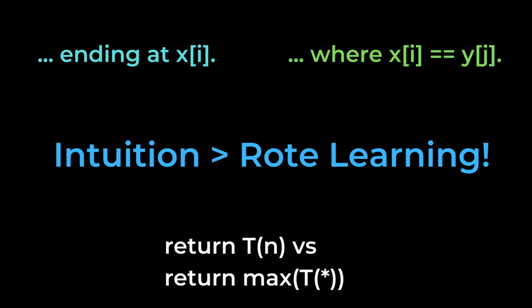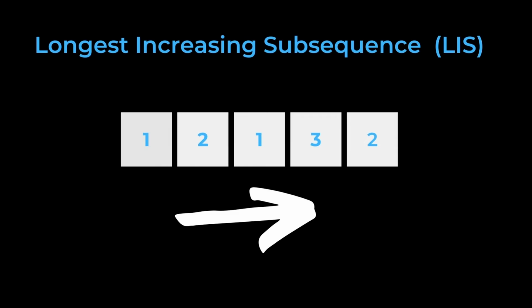So in this video, we're going to look at a problem known as the longest increasing subsequence problem, and try to build intuition around when we need to be including the last element, and when we have to take the maximum over the table. In the longest increasing subsequence problem, we have a set of input numbers, and want to find the length of the longest increasing subsequence within the input. Subsequence means the numbers don't have to be contiguous, which means we can skip elements. For example, with 1, 2, 1, 3, 2, the longest increasing subsequence is going to be 1, 2, and 3.